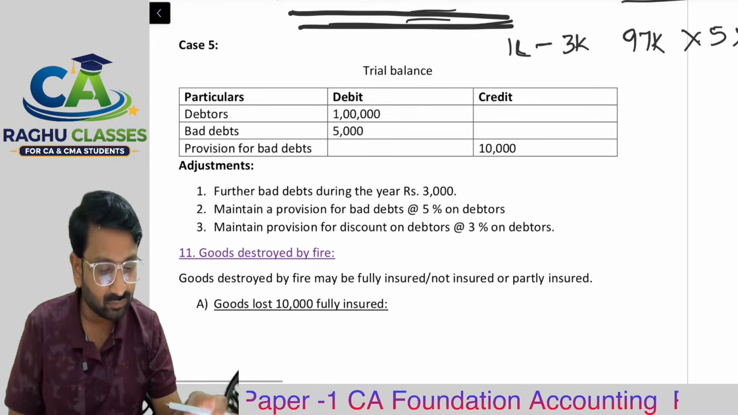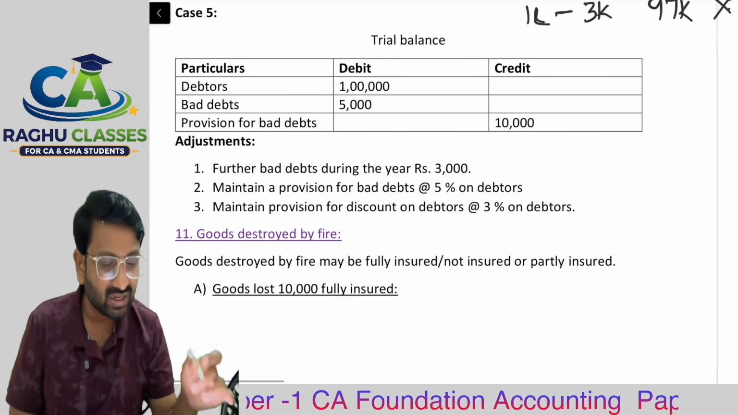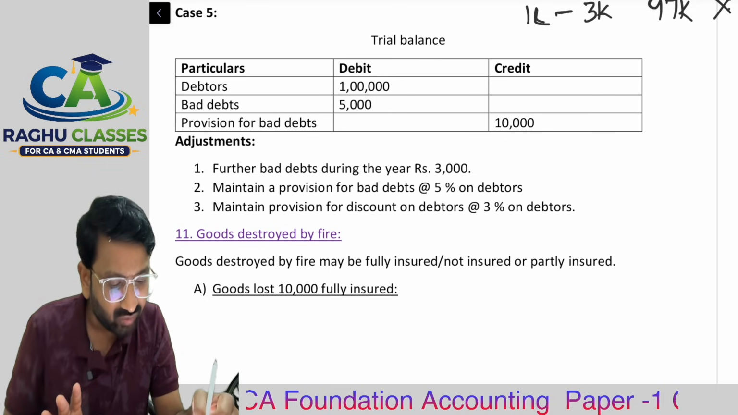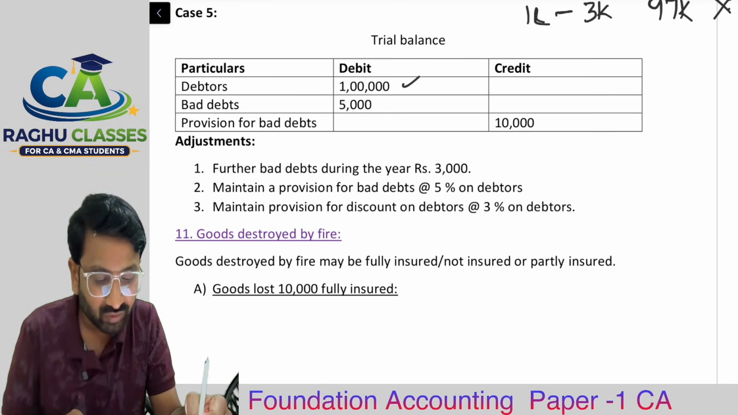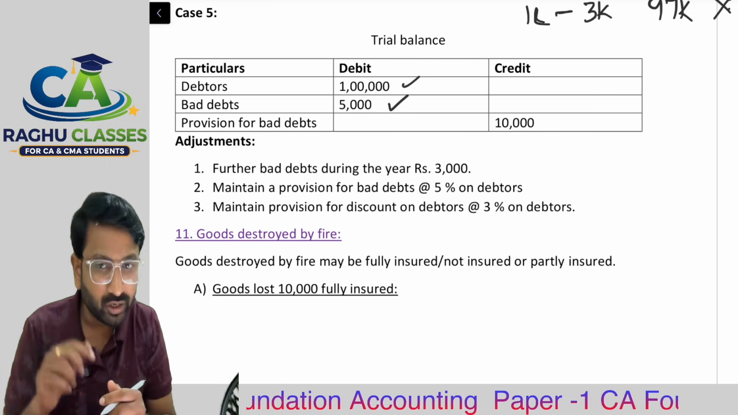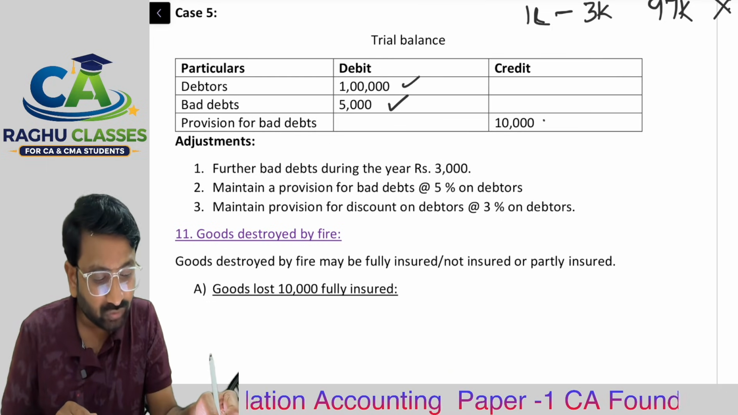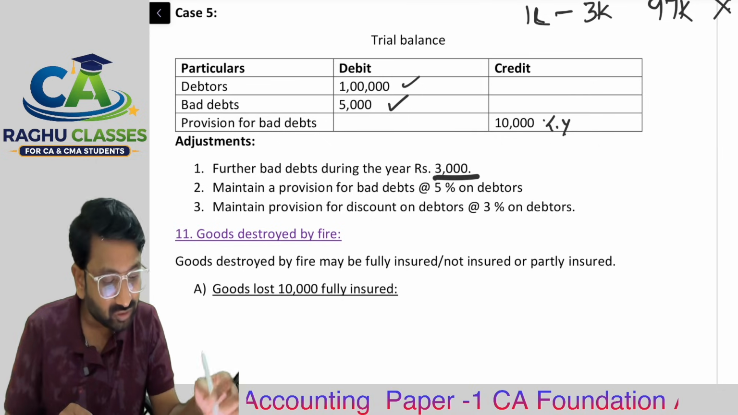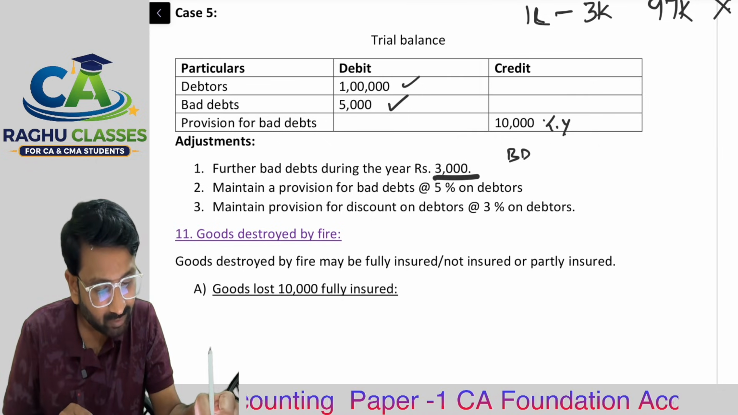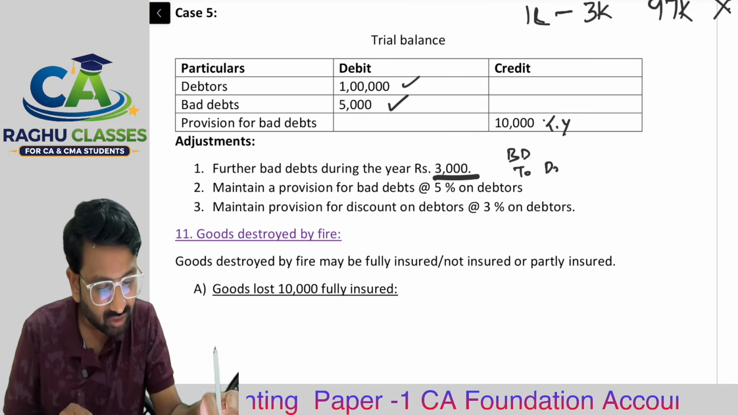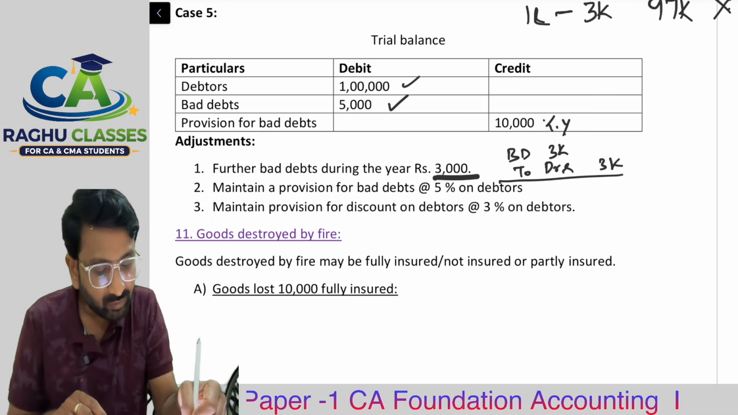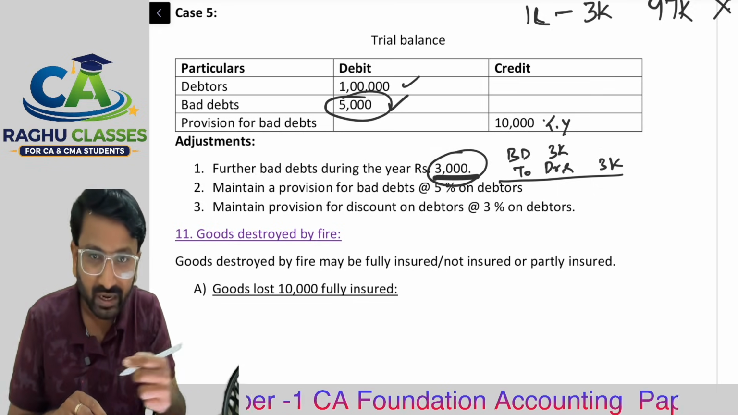Case 5 is the last case. With that, the bad debt discussion will be complete. Again, you have debtors of 1 lakh. 5,000 bad debt is there, already deducted. 10,000 provision is there, it means it's created in the last year. Further bad debt 3,000. So first I'll make the entry. Bad debts account debit to debtors 3,000. Now your total bad debt will be 5,000 here plus 3,000 here, 8,000 is my bad debt.